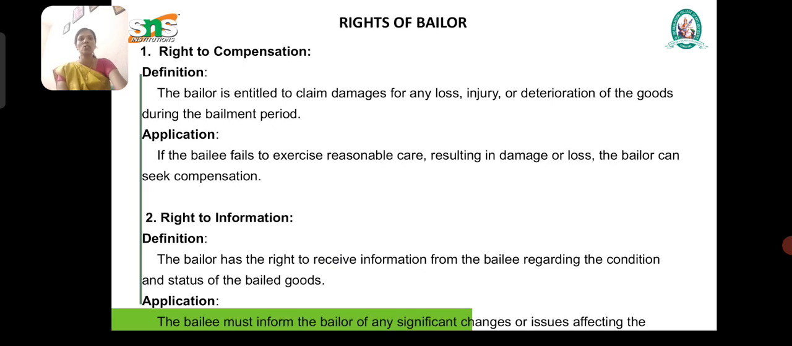Next one is rights of the bailor. If you are a bailor, you have certain rights to protect your product. First one is right to compensation. If you get any injuries or losses or any damages to your particular goods, you can claim remuneration for that injury. Next one is right to information. You have to inform the bailee of any defects in the goods beforehand.